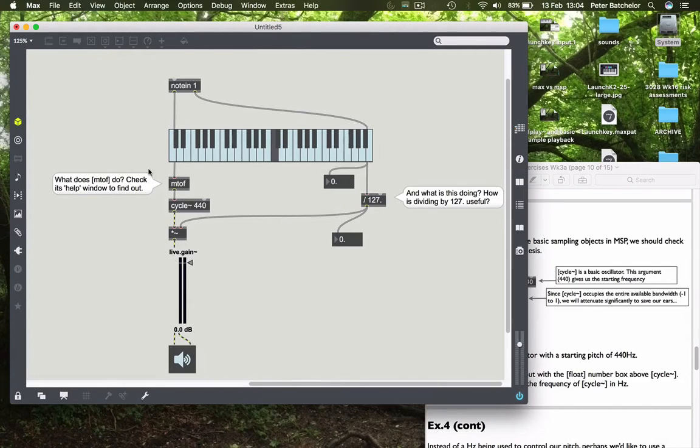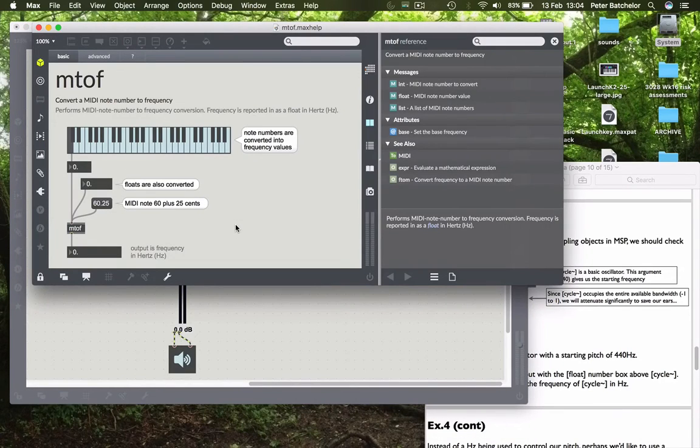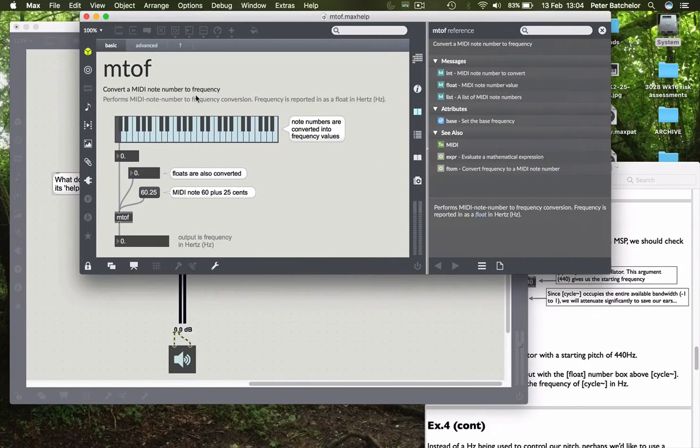So just to point out this other object here, which is doing something with the note information that's coming out of the left-hand outlets of both note in and then kslider. So what is it doing? Well, mtof stands for MIDI to frequency, and I think I ask you to look at the help window. So I click on Alt and the object, and it comes up with this help file, and it tells us: convert a MIDI note number to a frequency.